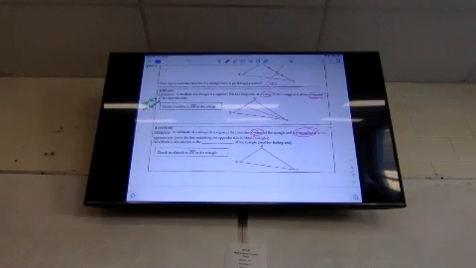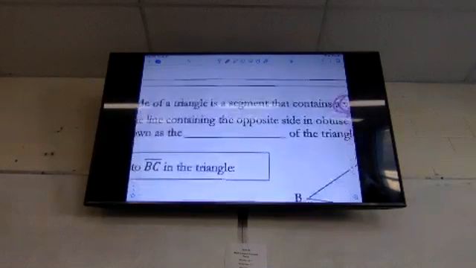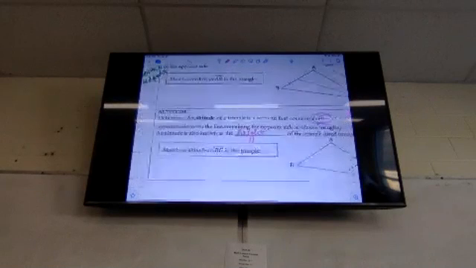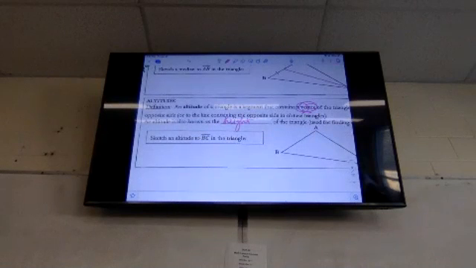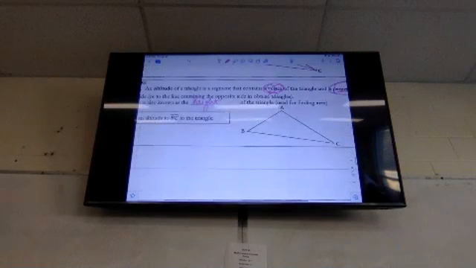Another way that we could write it, we could say altitude is the height. Like when you were in elementary school, I think we often talk about the height of a triangle. That's the altitude. So it says sketch an altitude to BC in the triangle. That means we're going to go from point A, from the vertex, and I want to find wherever the point is that's perpendicular.